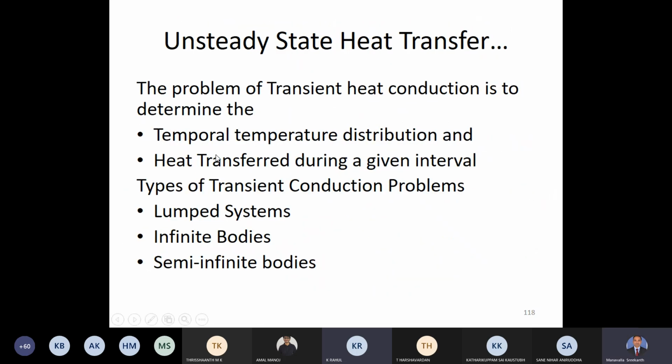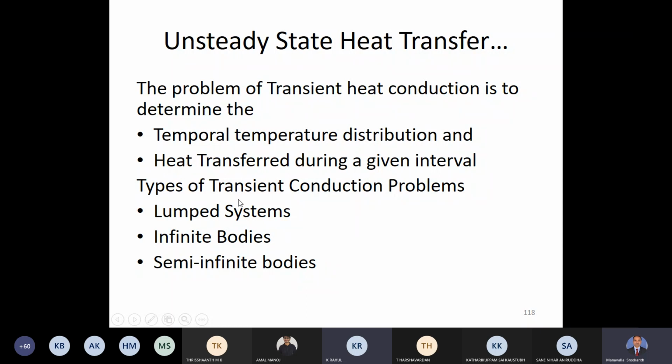Anyway, we have to find out the spatial as well as the temporal temperature distribution in a transient heat conduction problem. The other question is the heat transfer during a given interval. So from t equal to 0 to t equal to 5 minutes, what is the total heat transfer? That is the type of question. Or from t equal to 5 minutes to t equal to 7 minutes, what is the heat transfer? So that can be a different type of question. In this way, you will have different questions in transient conduction problems.